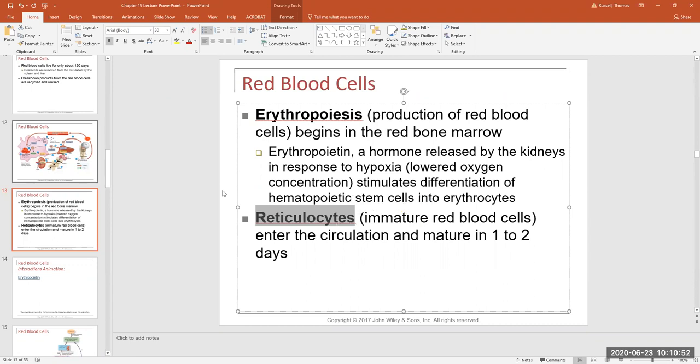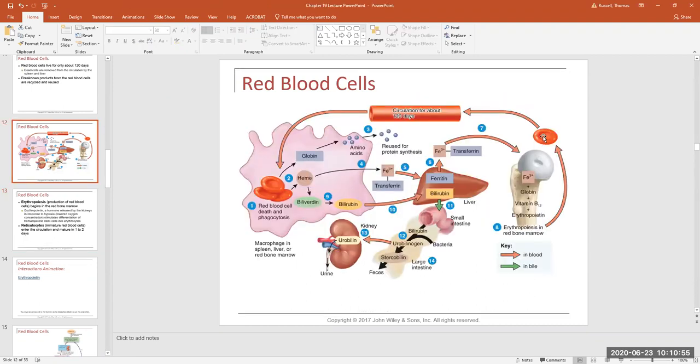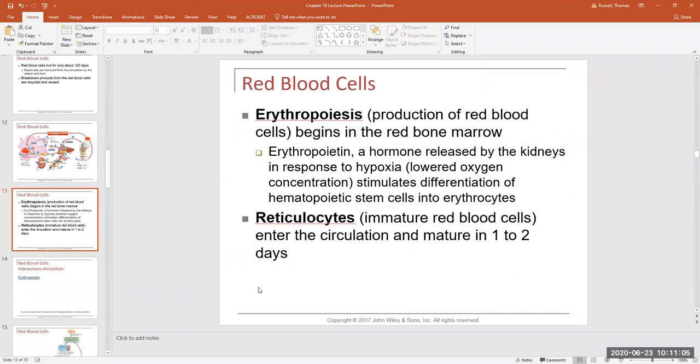Remember earlier I said red blood cells are indented on both sides, which is called biconcave. So this is what a mature red blood cell looks like. A reticulocyte, on the other hand, looks like a ball, and it hasn't ejected the nucleus out yet. So it takes a couple of days.